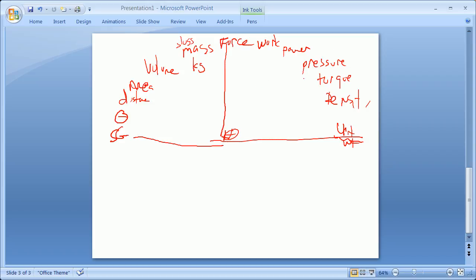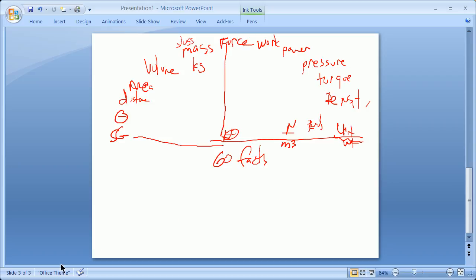Pressure, pounds per square foot or pascals, sure, pounds per square inch, kilopascals. Torque, newton meters, pound feet. Density, slugs per cubic foot or kilograms per cubic meter. And then unit weight, newtons per cubic meter, and of course pounds per cubic foot. If you think about it, you've got very easily 13 times probably 4, so you're looking at around 60 facts in one picture.